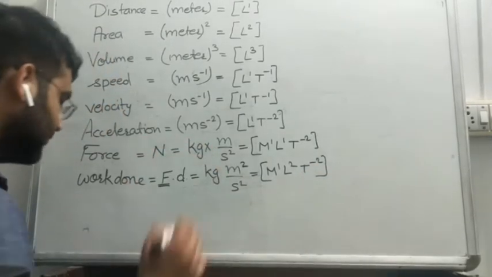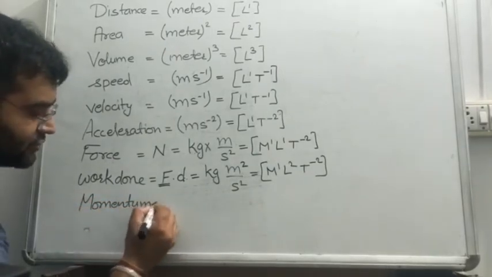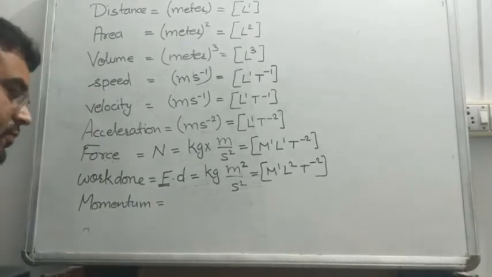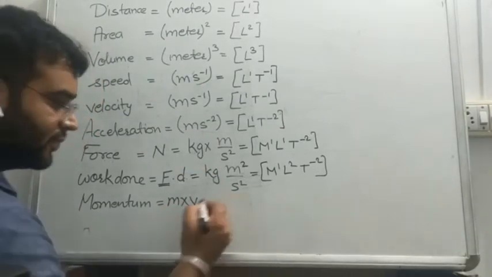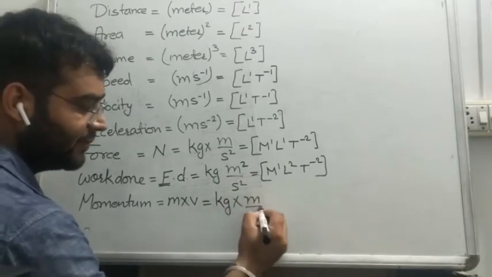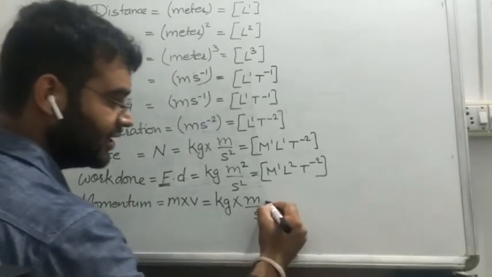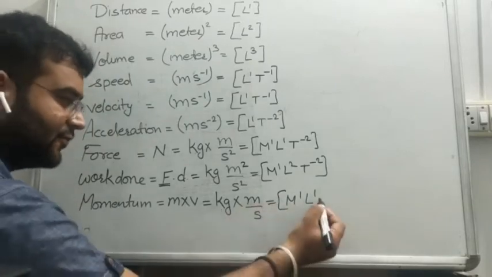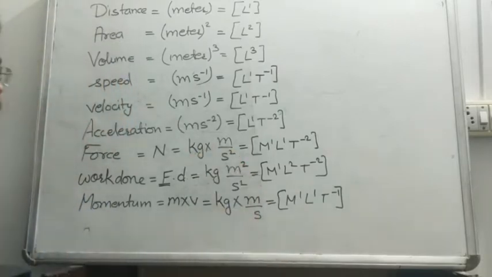So the dimension formula of work done is M1 for kg, L2 for meter square, and T minus 2 for time. Now the formula of momentum, which we have read earlier. For momentum, what is the formula? That is mass multiplied by velocity. For mass you have kg, and for velocity you have meter per second. So the dimensional formula of momentum is M1 L1, M1 for kg, L1 for meter, and T minus 1 for second.